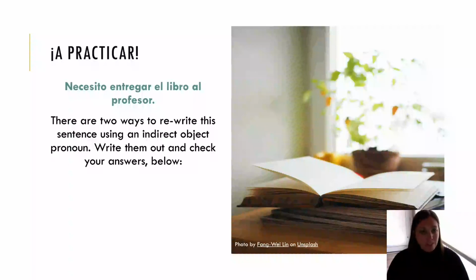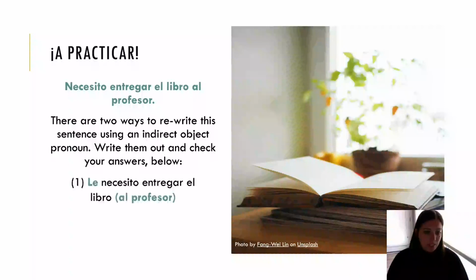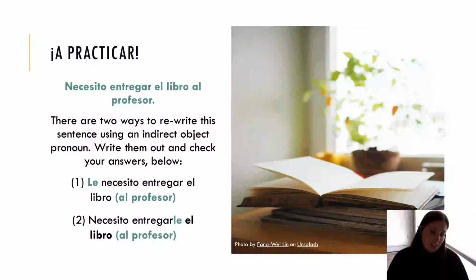So now we have an infinitive, that's why we have 2 options. We can either put our indirect object pronoun at the beginning or the end. So if we were to put it at the beginning, our sentence would be, le necesito entregar el libro al profesor. Remember that indirect object can repeat, but not necessary, which is why it's in parentheses. And if we were to put it at the end, we would say, necesito entregarle el libro al profesor.